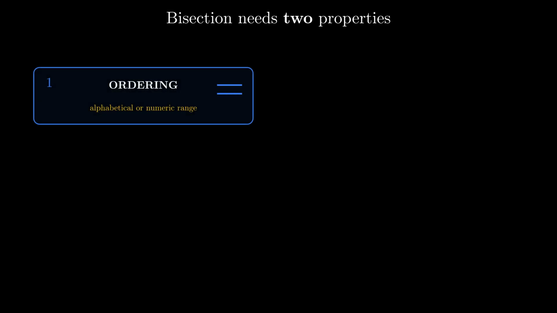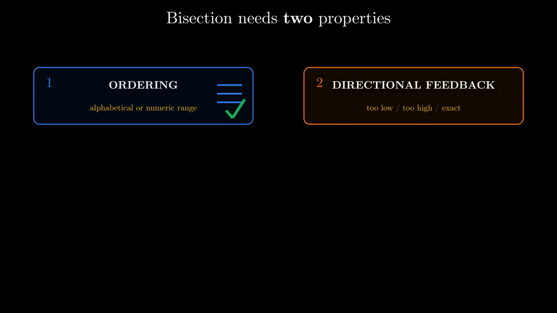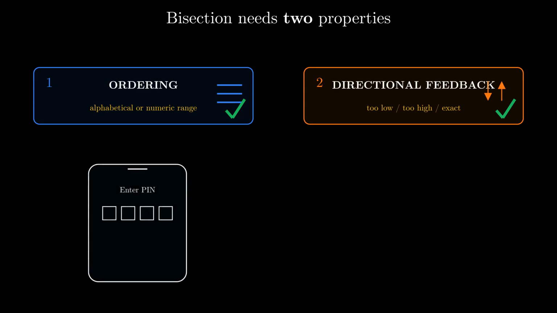Bisection search needs two properties, and you can only use it when you have both. First, there must be an ordering to whatever you're searching. Last names run alphabetically, or you have a range of numeric values. Second, you must get feedback that tells you whether your guess was too low, too high, or right. Watch what happens when one property is missing.